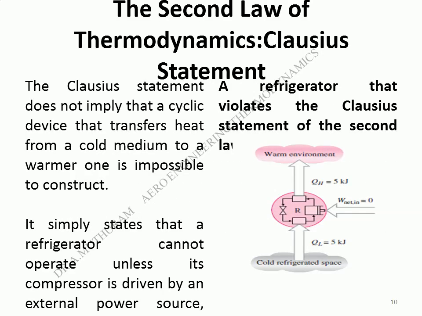The Clausius statement does not imply that a cyclic device that transfers heat from a cold medium to a warmer one is impossible to construct. It simply states that a refrigerator cannot operate unless its compressor is driven by an external power source, such as an electric motor. The refrigerator that violates the Clausius statement of the second law.